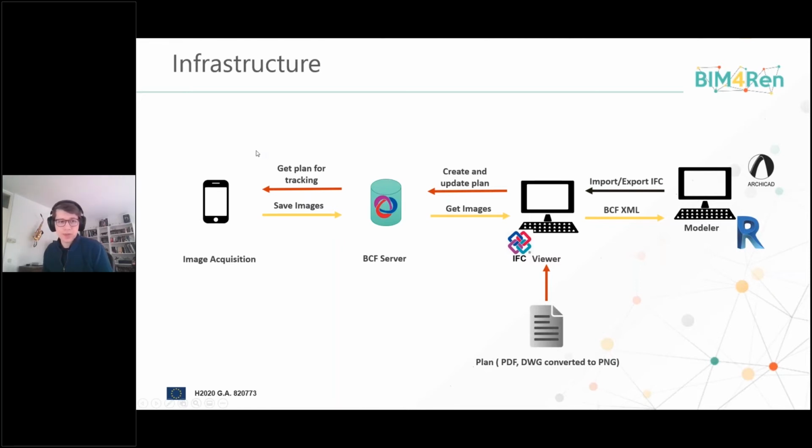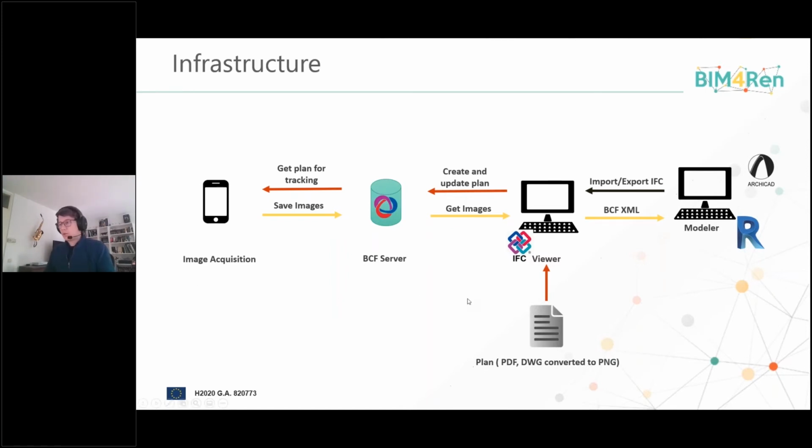So there are 3 main parts. The first of it is the image acquisition application for mobile devices, which is used to create images as you're used to with your normal mobile devices. But the special thing here is that during your capturing of images, you are tracking yourself on a 2D plan, so that the location and rotation where you took the image is saved. And then this is synchronized with the BCF server, which is in the middle of this whole process and which is communicating between the different parts.